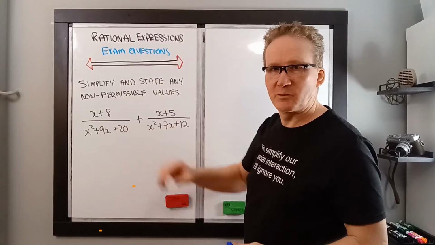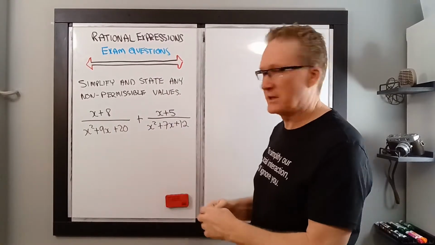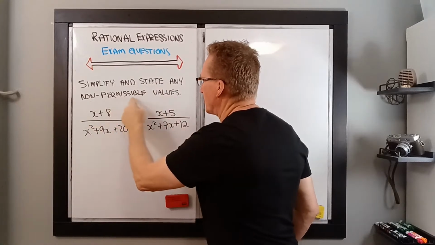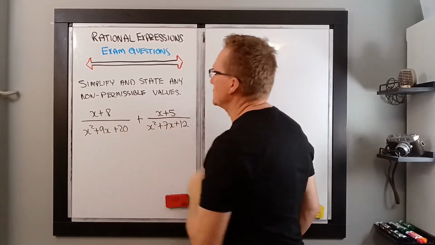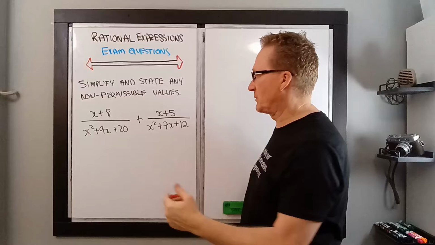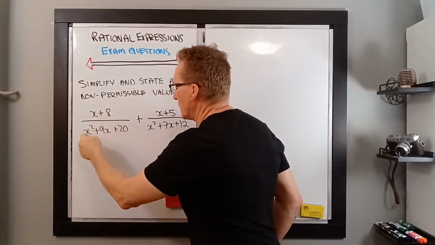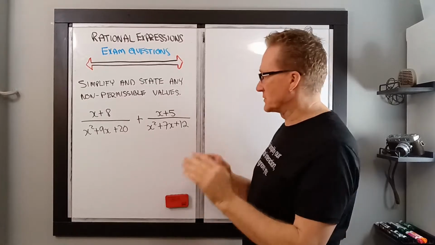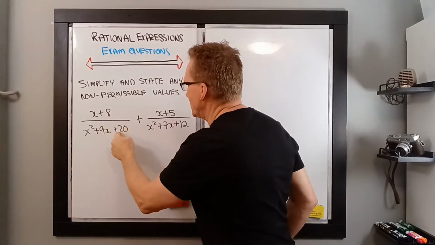And yes, these are taken from real-life exams in grade 11 pre-calculus. We want to simplify and state any non-permissible values for these two rational expressions. What's a rational expression? It's one expression over another. The expressions can be square roots, they can be sine functions, all sorts of things. In this case, each of these are polynomials.